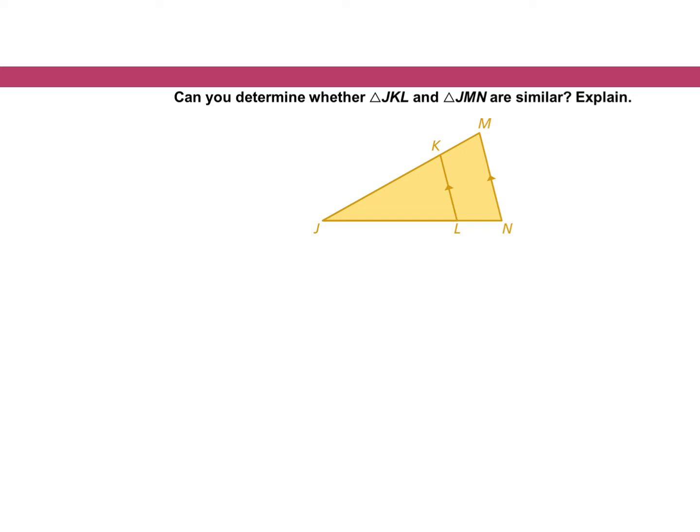So that means that angle L should be the same as angle N. Likewise, angle K should be the same as M, and both triangles share angle J. Therefore, the two triangles JKL and JMN are going to be similar. So again, it would be yes, they are similar.